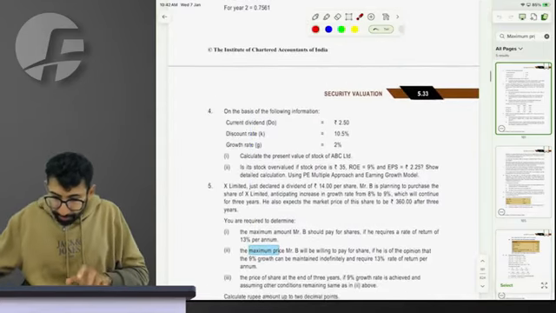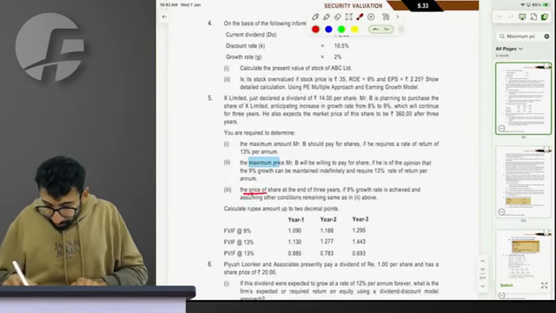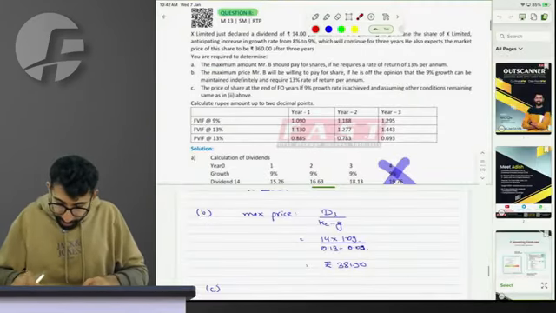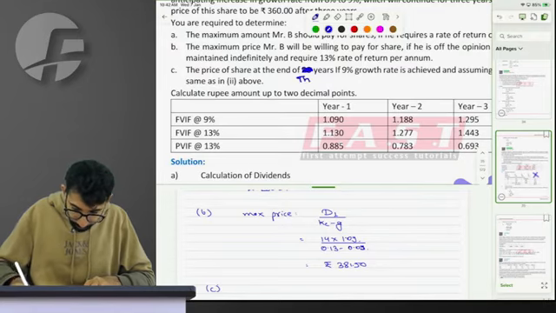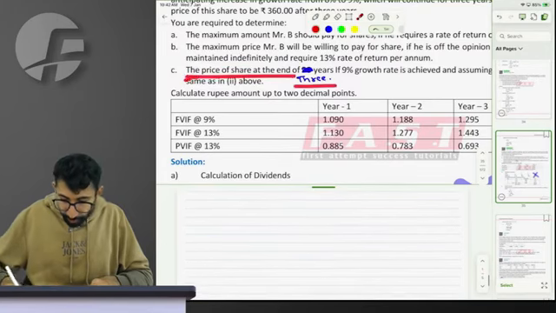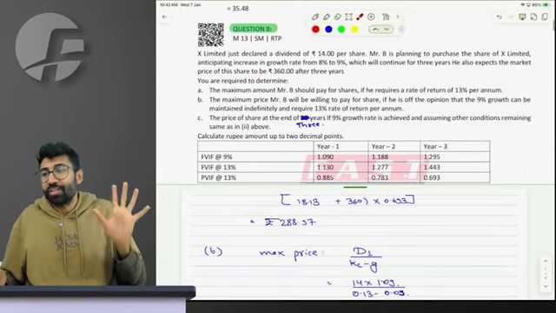Maximum price. So from the chapter of security valuation, this is question number 5. The price at the end of 3 years. Okay, so please change it. There's some misprinting. The price of share at the end of 3 years you have to find. Clear, sorted. So what is the question asking again?